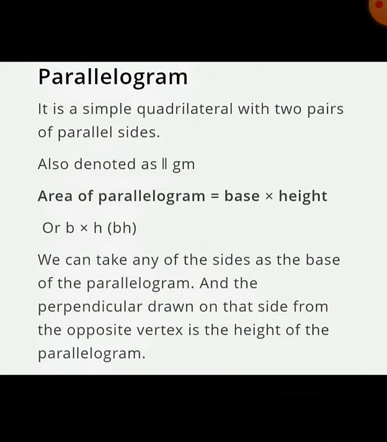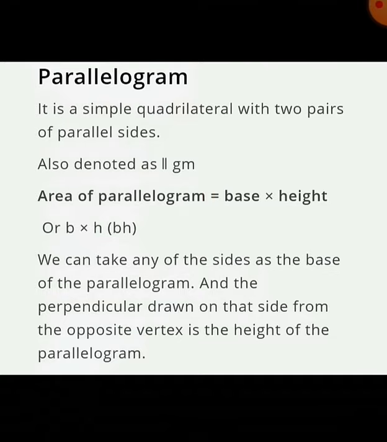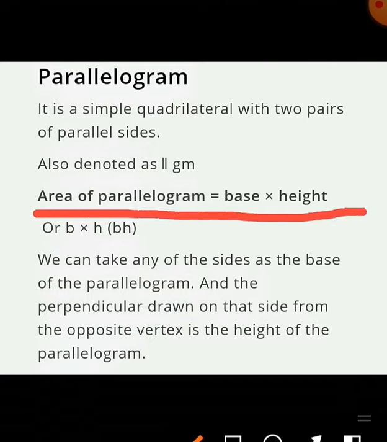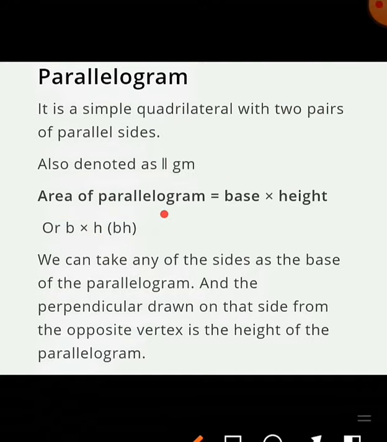So for finding area of parallelogram, the formula is base into height. This is the formula we will be using in our next exercise. So area of parallelogram is base into height, or you can write B into H or BH. No sign means the multiplication sign is always there between these two. So this is the formula for area of parallelogram.